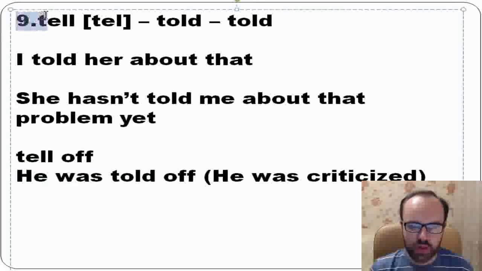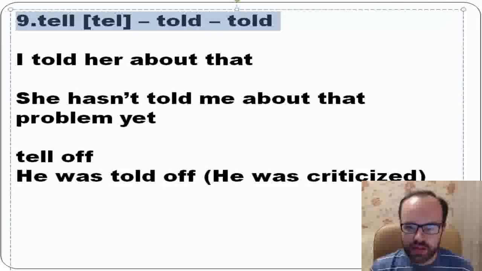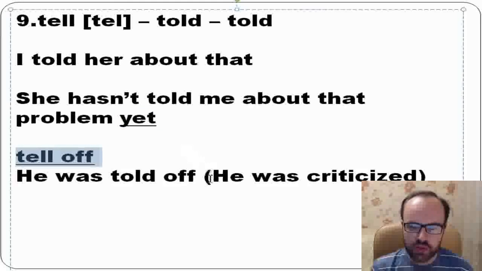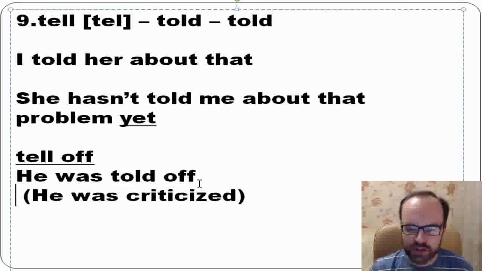Tell, told, told. I told her about that. She hasn't told me about that problem yet. So we have yet, so we use present perfect. Tell off, it's a phrasal verb. He was told off, or he was criticized. Tell off means criticize.